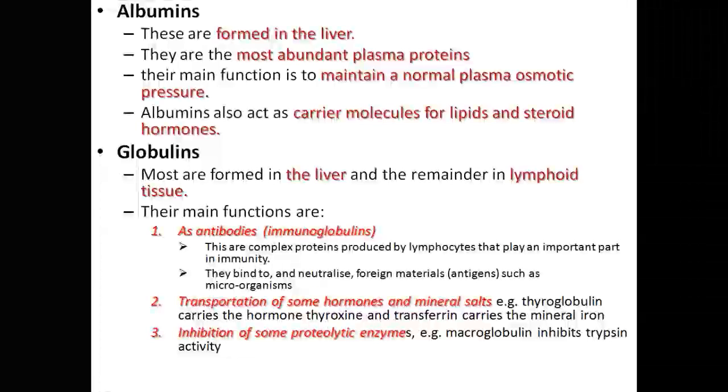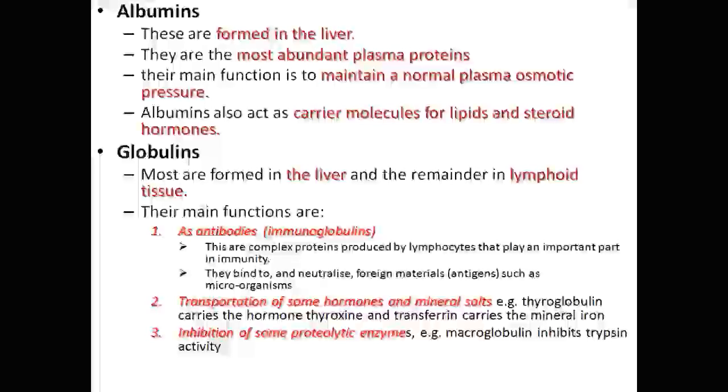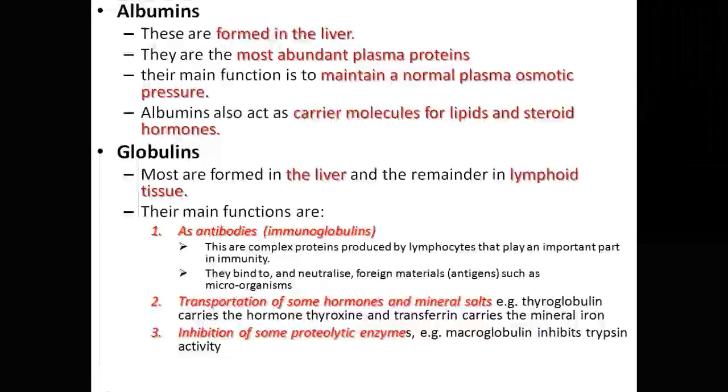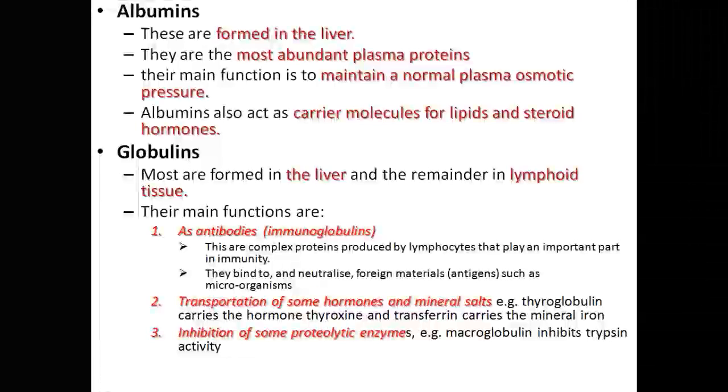But also we have what we call transferrin. Transferrin is the globulin that carries the mineral iron to other parts of the body. But globulins also offer inhibition of some of the proteolytic enzymes, enzymes that have the effect of digesting protein substances. For example, microglobulin inhibits trypsin activity. Trypsin has the property of breaking down peptides into smaller peptides, so that disintegrating activity of some enzymes, for instance trypsin, can be inhibited by microglobulin.